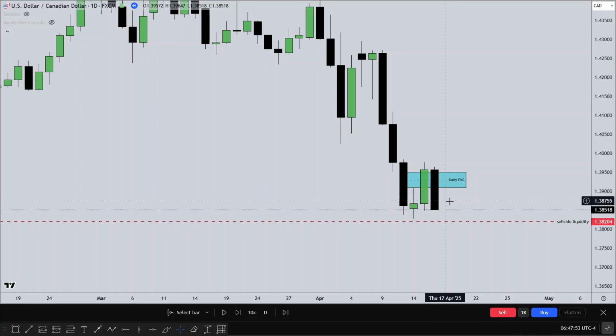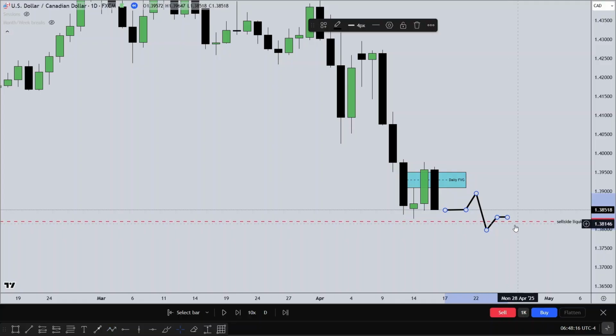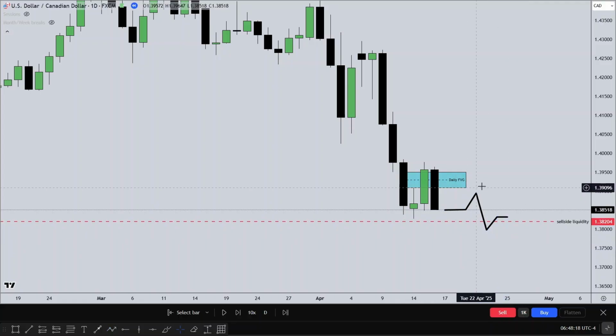It might be a buy side liquidity or a 4 hour fair value gap or a 1 hour fair value gap. The point is that we want to see price follow a simple power of three: opening price, manipulation, distribution, then a closing price.